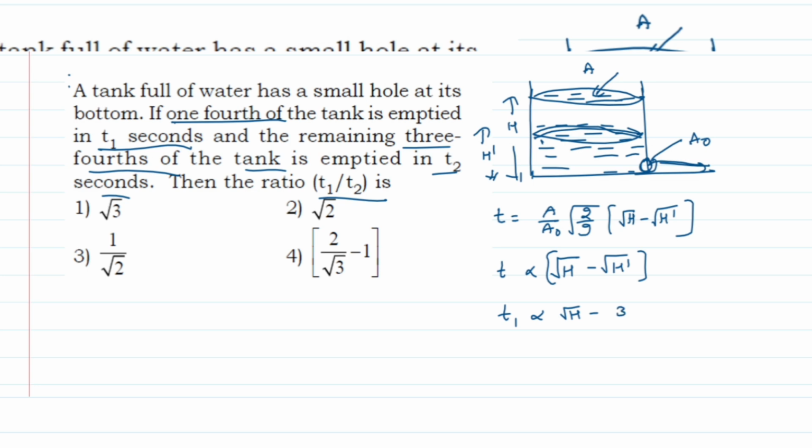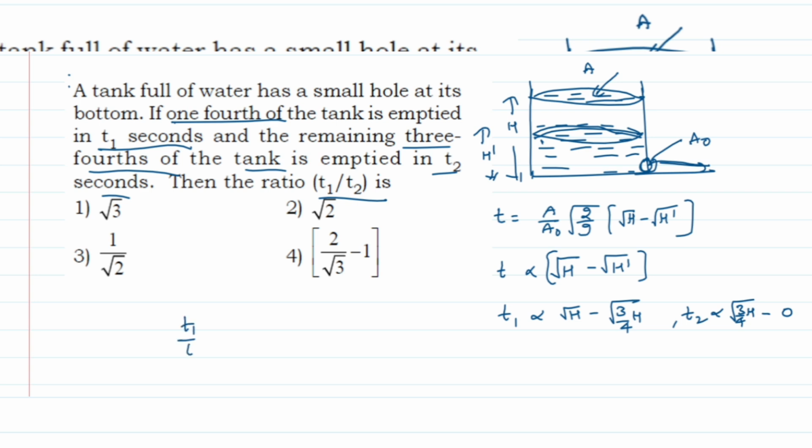So from the ground you can talk about the height. Since 1/4 is emptied, the remaining h dash will be 3/4 of h. Whereas in the second case we get T2, where the remaining 3/4 of the tank is emptied, so T2 is directly proportional to the height decreasing from 3/4 of the height to emptied, meaning the height value will be 0. So you know T1 and T2 values, you just take the ratio.